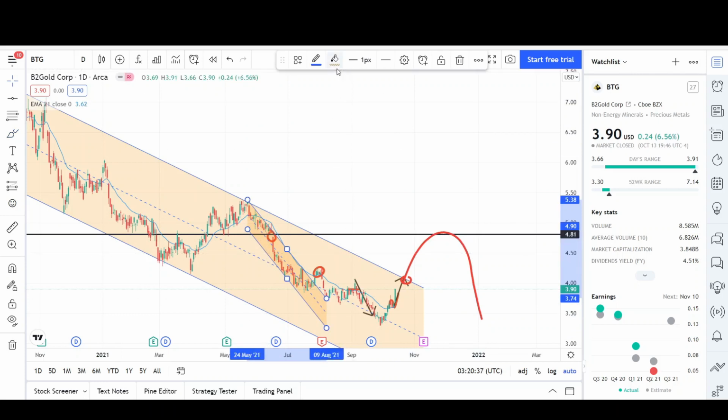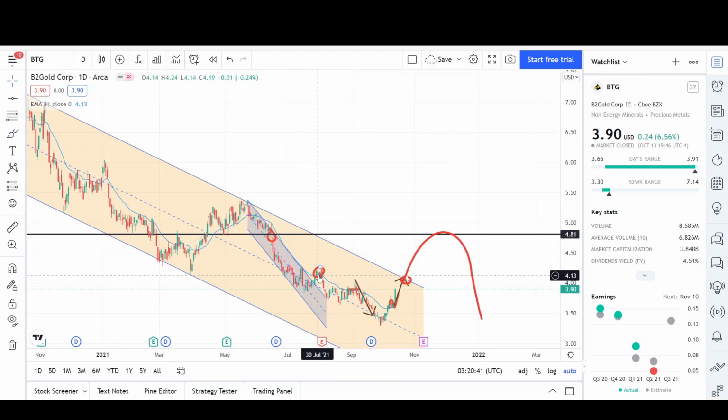the smaller channel right here. Let me change the color. The smaller blue channel. Even though we had a break outside and prices got above that EMA, we still made two legs down, and it surpassed that previous low. So that's what could happen over here too on the major pattern. We just gotta wait and see.